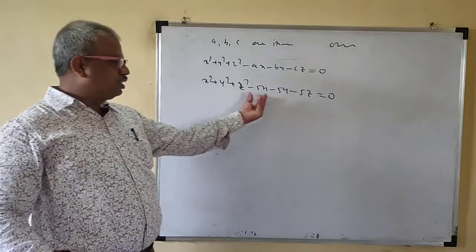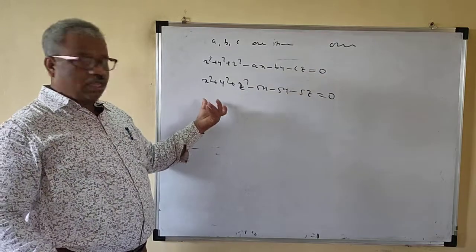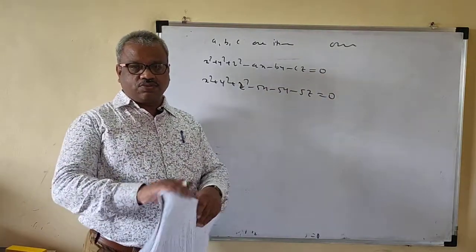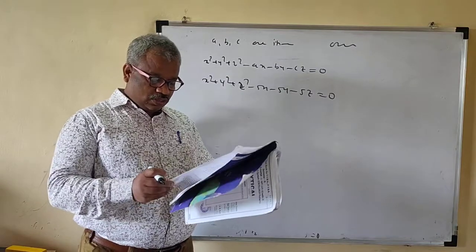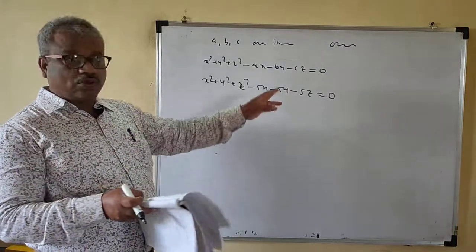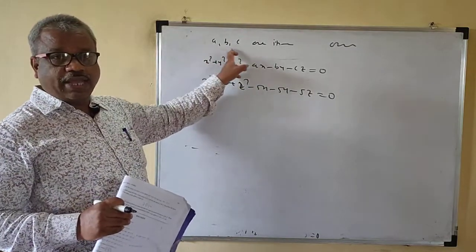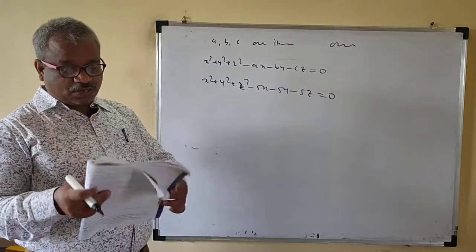For 2 units, it is minus 2x minus 2y minus 2z. For equal 3 units, minus 3x minus 3y minus 3z. Only the coefficient changes, and this is your required answer. A sphere passing through the origin means the constant term is 0, and the coefficients of x, y, z are minus a, minus b, minus c. So remember that.